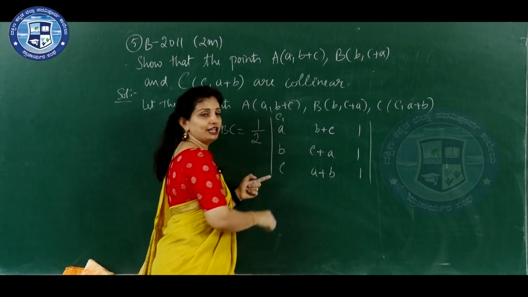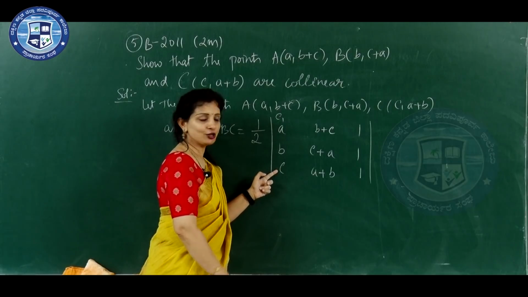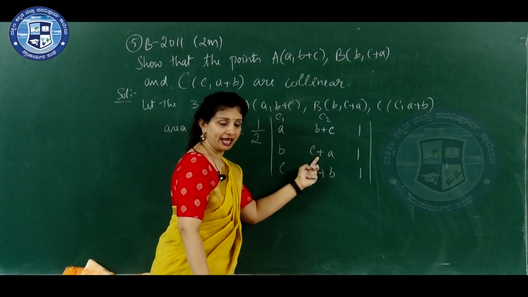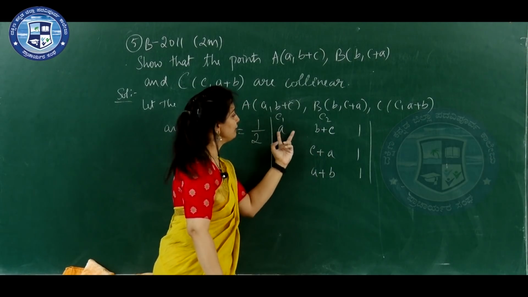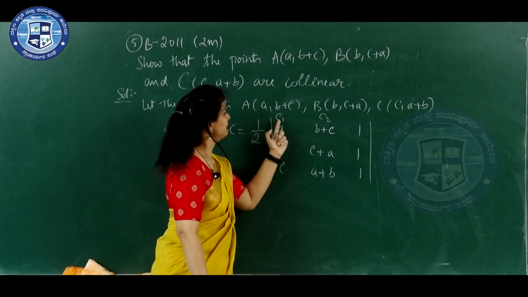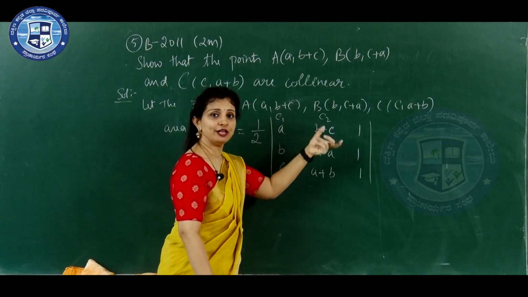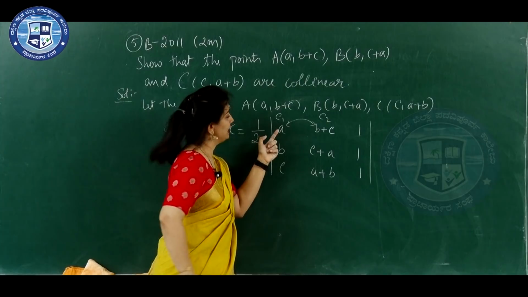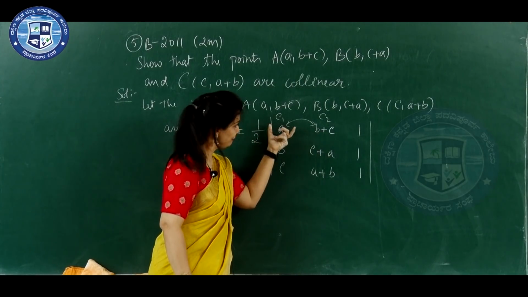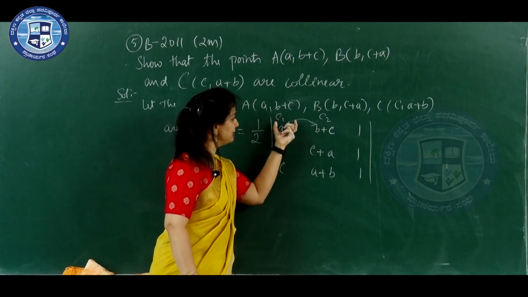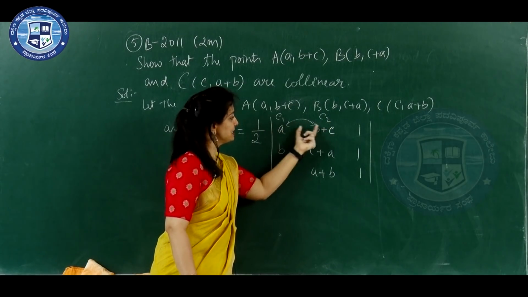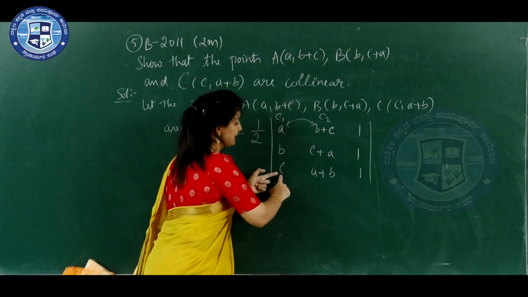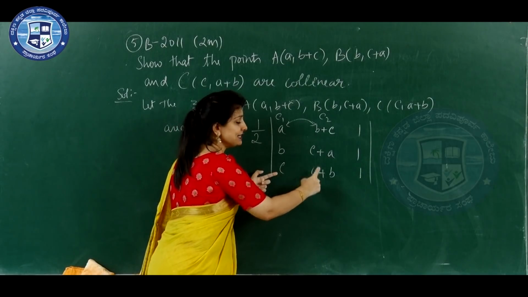The first column elements, if you observe, are a, b and c. The second column, C2, elements are b plus c, c plus a, a plus b. Now, if you add the 2 columns C1 and C2, what do we get? C1 plus C2 gives a plus b plus c. So the first column elements change to a plus b plus c. In the second row, b plus c plus a, again a plus b plus c. Here C1 plus C2 is c plus a plus b.